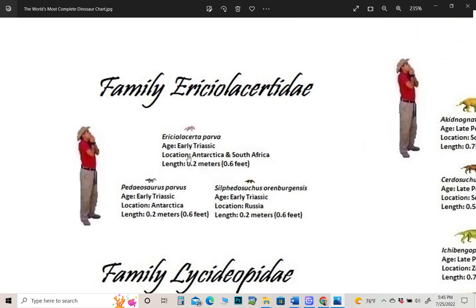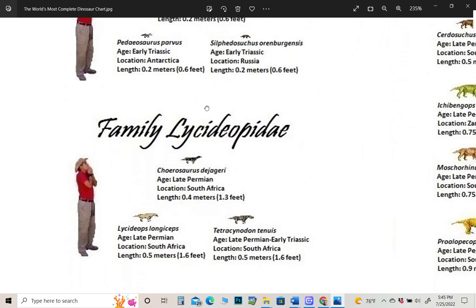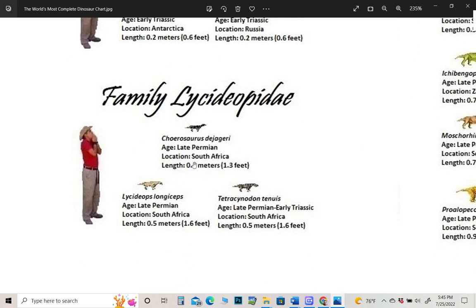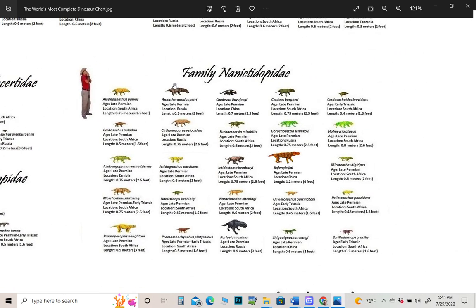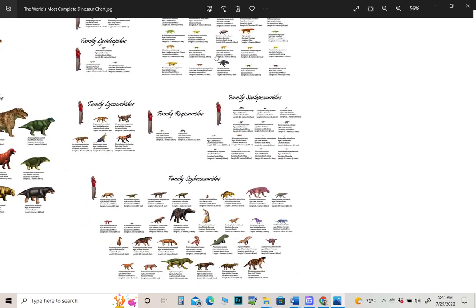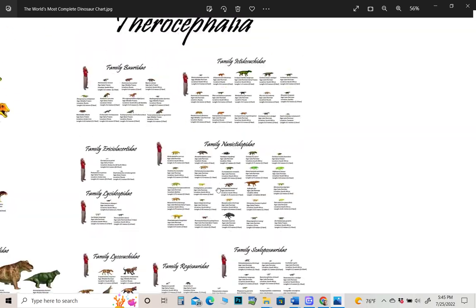Erisiolacertids, Erisiolacerta, Pediosaurus, Sylphidosuchus, the Lysidophids, Chorosaurus, Lysidiops, Tetracynodon, and the Nenictodopids. I believe this is the largest family of the group. Actually, maybe that and the Skylacosaurus. One of the two is.